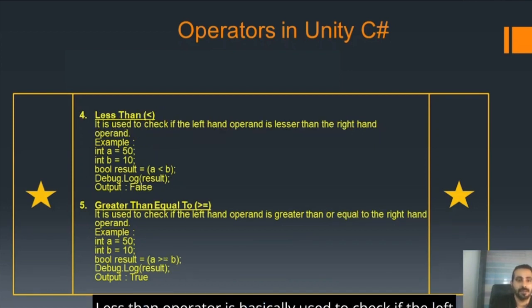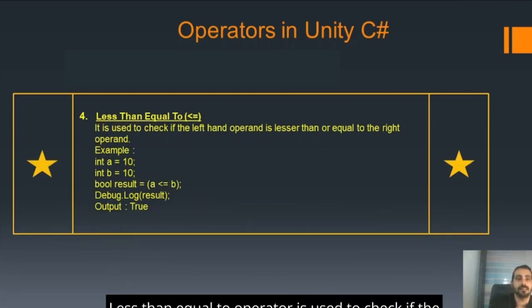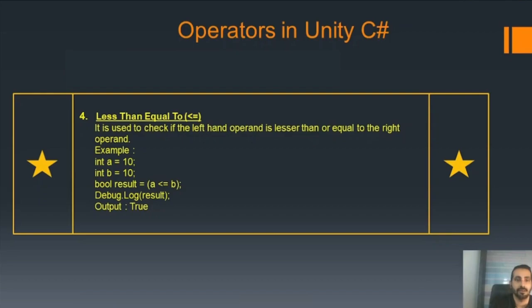The less than operator is basically used to check if the left hand operand is lesser than the right hand operand. The greater than or equal to operator is used to check if the left hand operand is greater than or equal to the right hand operand, so it will check for both conditions. The less than or equal to operator is used to check if the left hand operand is lesser than or equal to the right hand operand.